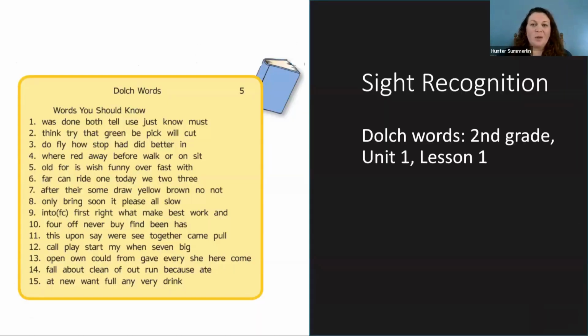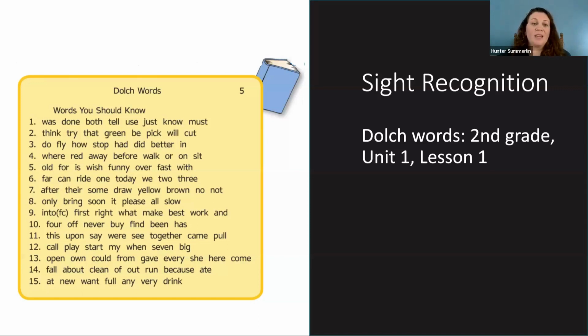Okay, let's talk about sight recognition with Dulce words. Dulce words, again, are words that cannot be sounded out just based on sound letter correspondence in the way that students initially learn phonemes, where the alphabetic phonemes would sound like this if we're going from A to F. A, B, F.